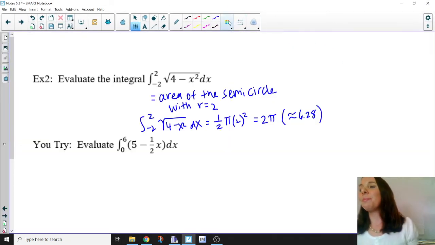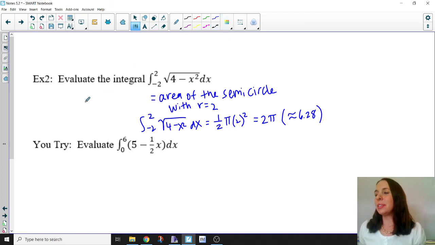All right. So once again, I would suggest at this point you pause the video and you do this "You Try." I will give you a little warning. This is definitely not going to be a semicircle. So again, what you want to do is look at this function over this interval and figure out what type of shape you are working with here.